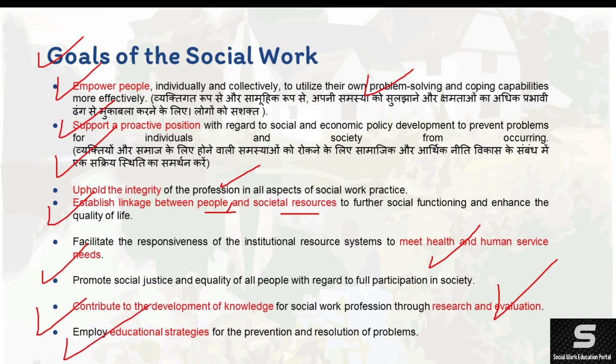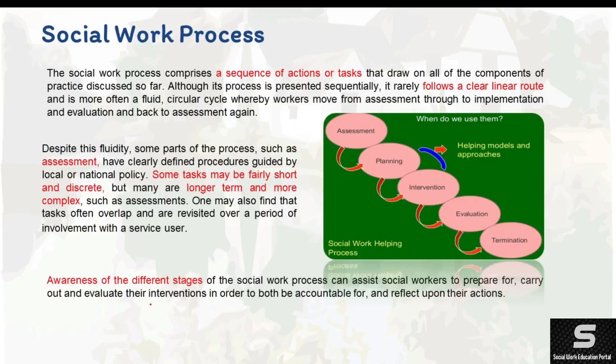Now the next, that is social work process. So what is the process which is involved in the social work? So let's understand. A social work process comprises a sequence of actions and tasks. So you can see the picture and you can easily understand the process. Like if a client has any problems, then just to solve the problems, the social worker starts assessment of the problems. So first that is assessment.